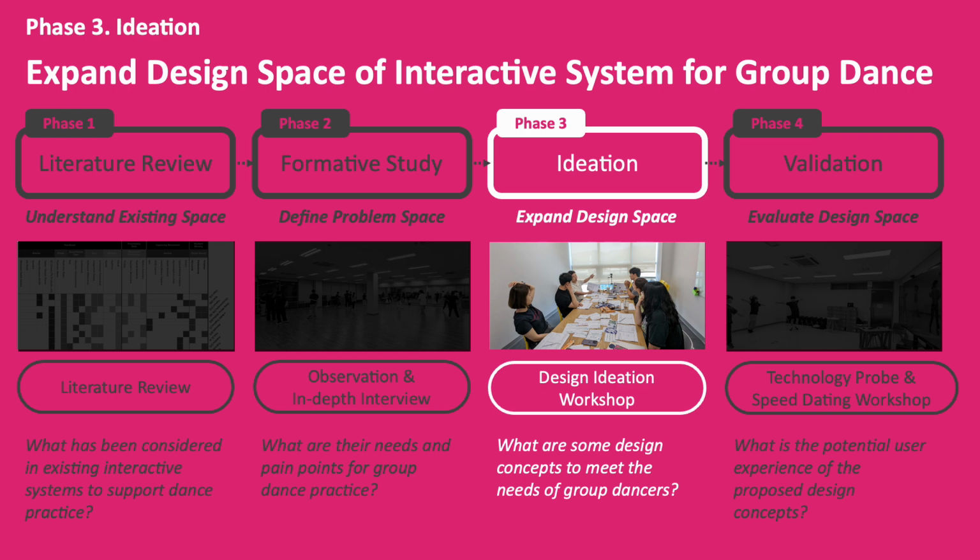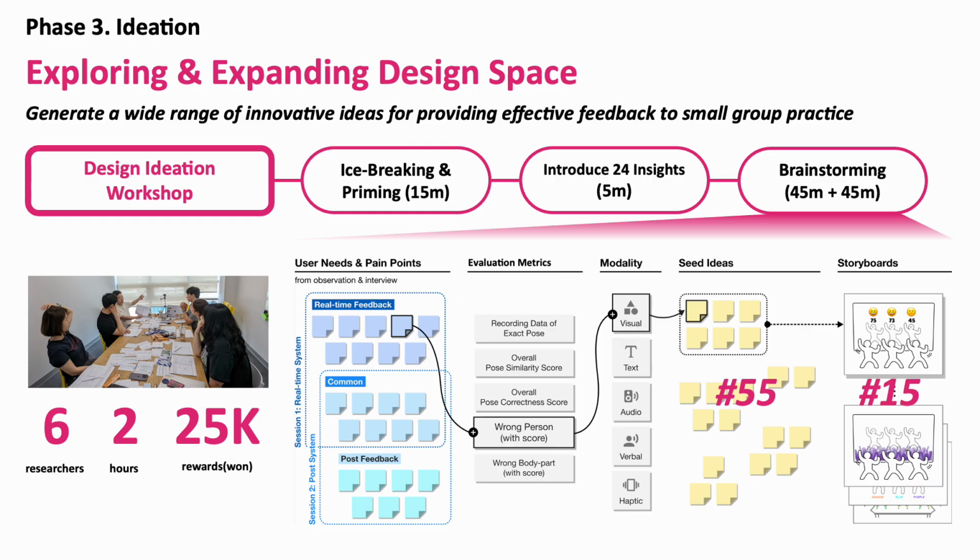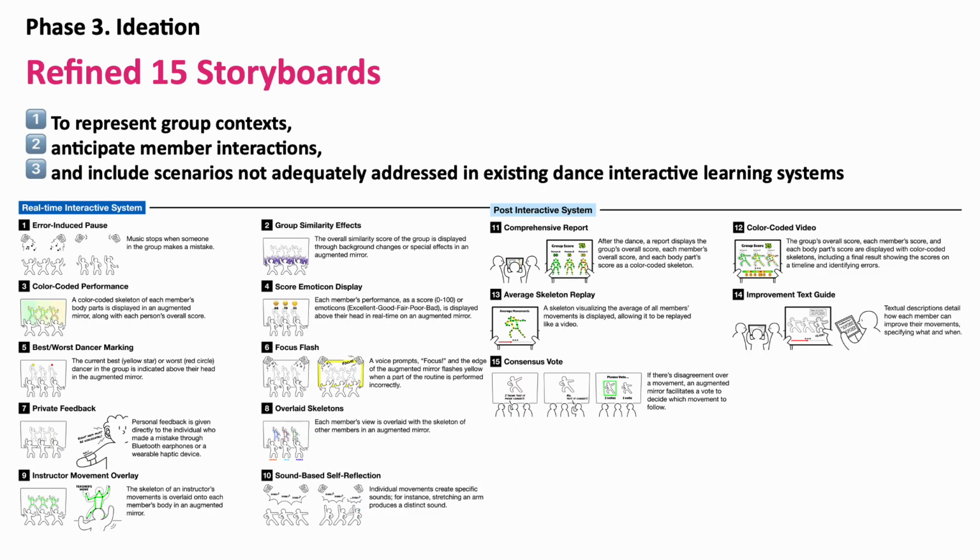In the third phase, we held a design ideation workshop to generate new concepts for interactive systems supporting group dance practice. We conducted a design ideation workshop to generate innovative ideas for small group dance practice feedback. The workshop, involving 6 researchers over 2 hours, progressed from introducing 24 user insights to brainstorming, resulting in 55 seed ideas that were refined into 15 storyboards. Refined 15 storyboards represented different ways that computer vision could be used to support group dance practice. Refining criteria were to represent group contexts or anticipate member interactions.